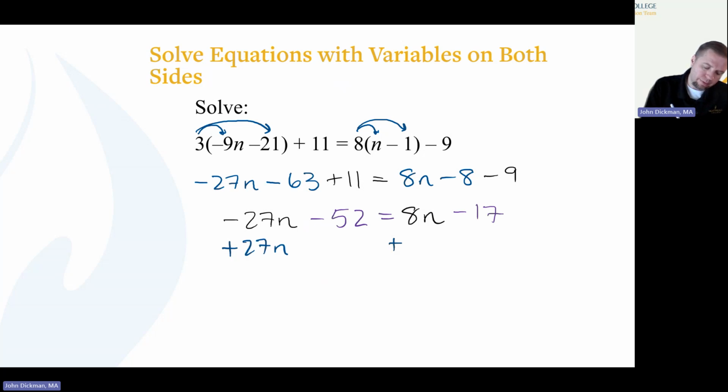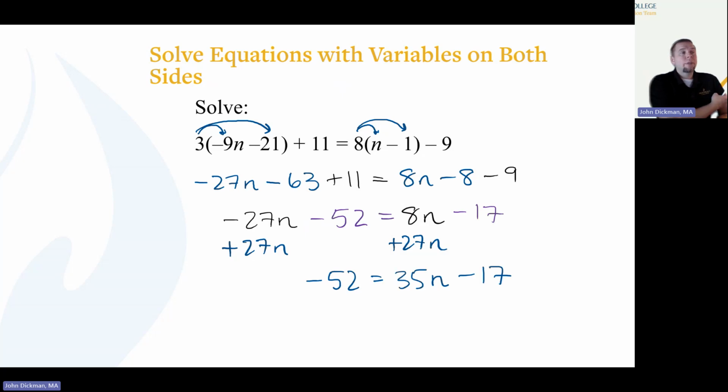That's going to leave me with negative 52 equals 35n minus 17. Since I added 27n to both sides, I no longer have any variables on the left side of the equation. So that's where the constants should go. So I'm going to add 17 to bring the 17 back over to the other side. So let me add 17 to both sides of the equation. That's going to give me negative 35 equals 35n.